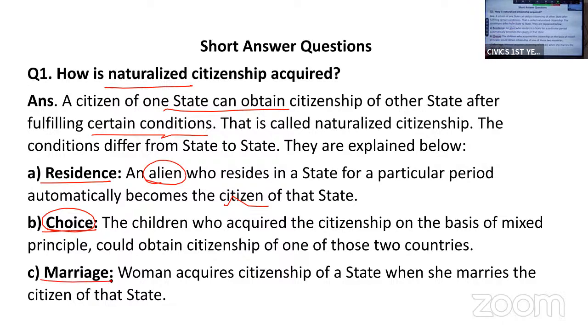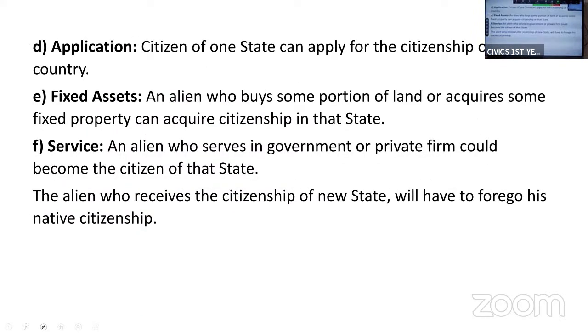Okay, the next is marriage. Usually women forego their citizenship after marriage. For example, an Indian woman marrying a foreigner will become the citizen of that country. So a woman acquires citizenship of a state when she marries a citizen of another state. That is, through marriage, we can acquire citizenship. Next is application. If I want to become a member or acquire citizenship of some other country, then I can apply. I have to fulfill certain conditions. I have to apply for the citizenship of that particular country.